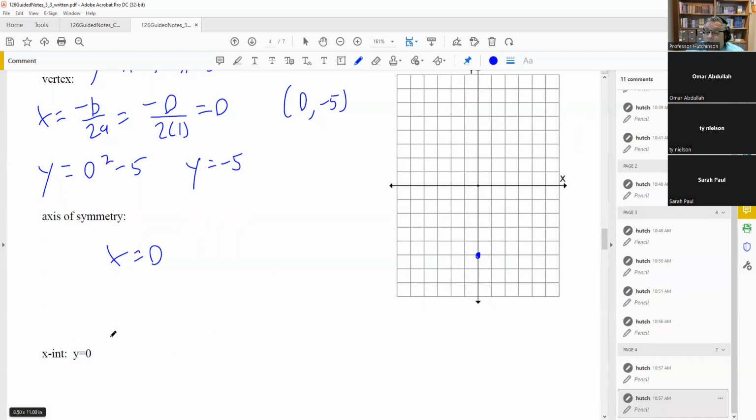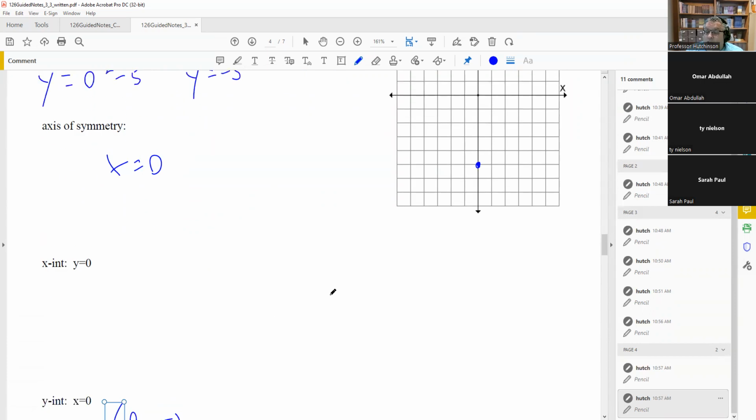We now want to find the intercepts. We already found the y-intercept, so for the x-intercept we need to put a 0 in for y. So I have 0 equals x squared minus 5. To solve this, we're going to use the square root principle. We're going to add 5 to the other side, and then take the square root of both sides. When we take the square root of both sides, the side with the number gets the plus or minus, and the square root of x squared is just x.